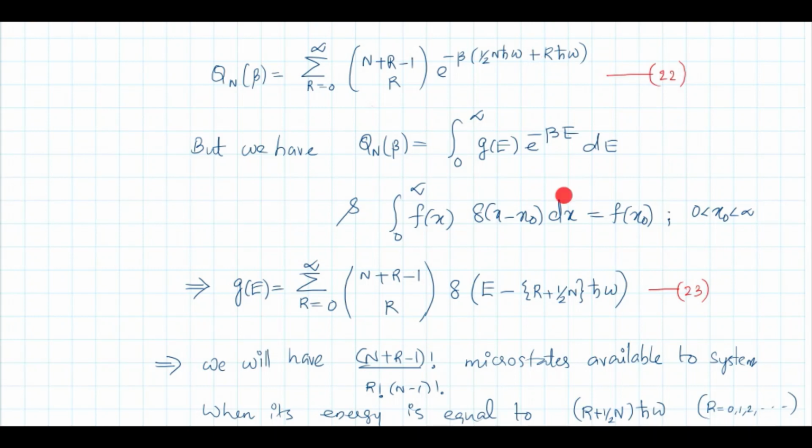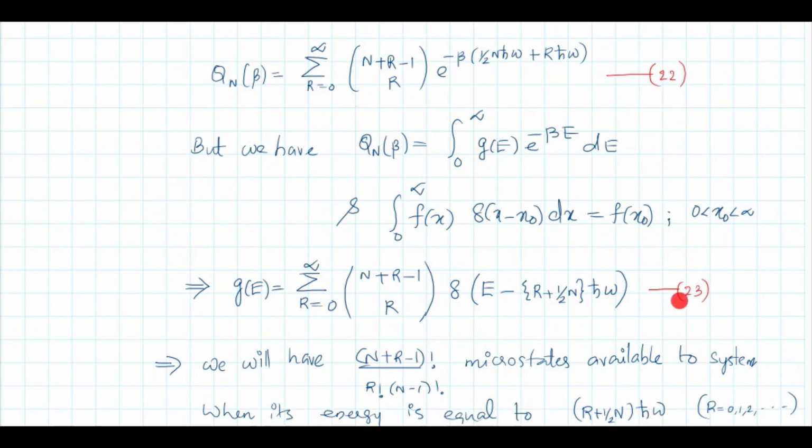So using this identity of Dirac delta function, you can write an expression for g of E as sigma R equal to 0 to infinity and this thing. You can substitute back this and you can verify that you will get this Q_n of beta, using this Dirac delta identity.